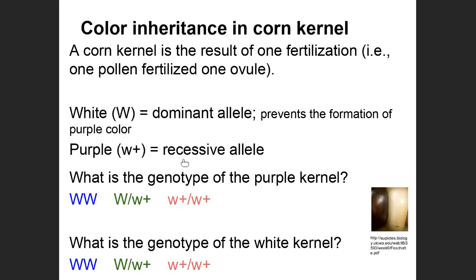But if it's recessive, it has to be in double dose. Corn is diploid, so for the locus you only have two alleles. If all of them are little w plus, then you're going to have a purple kernel. If you're paying attention, you already know the answers to these. I'm going to write a poll for the top one, and then maybe I'll do another one for the bottom one.